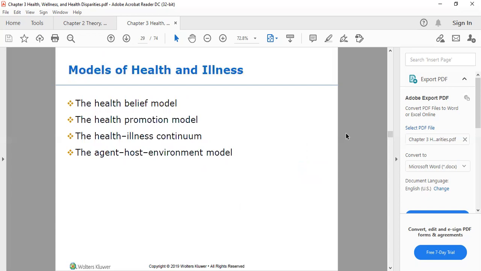Models of health and illness. I've seen many questions on this, so I would probably know this. The health belief model, the health promotion model, the health illness continuum, and the agent host environment.